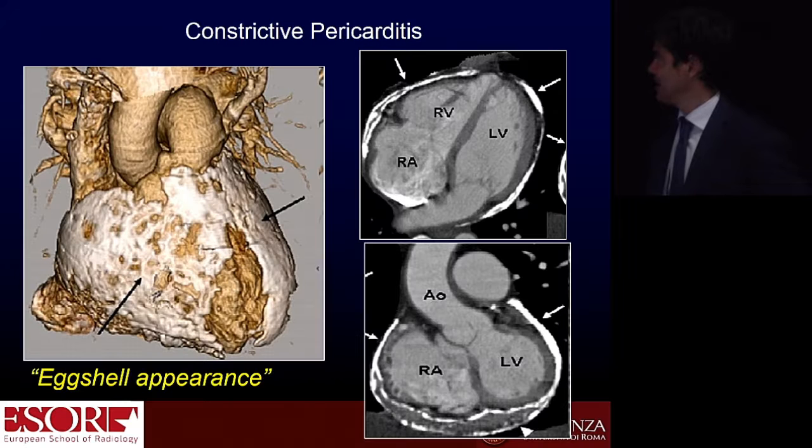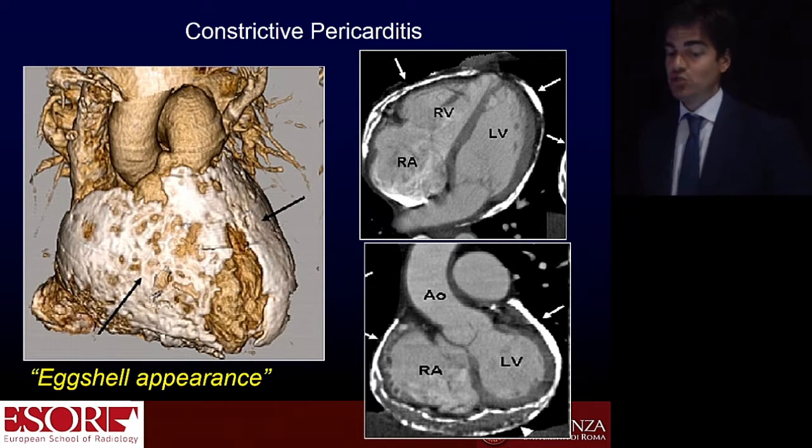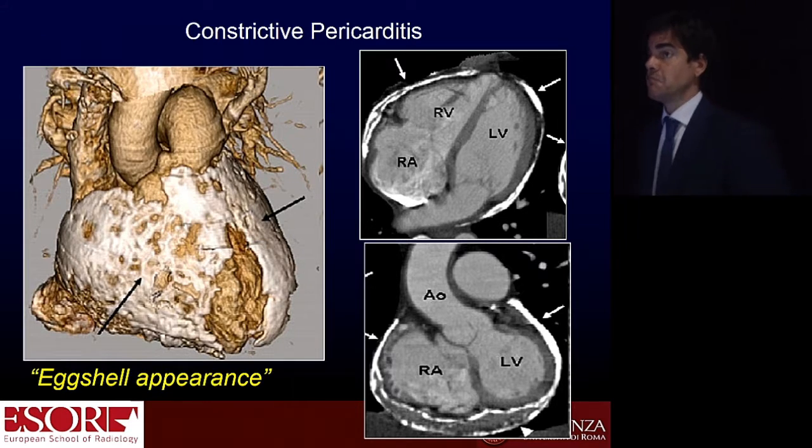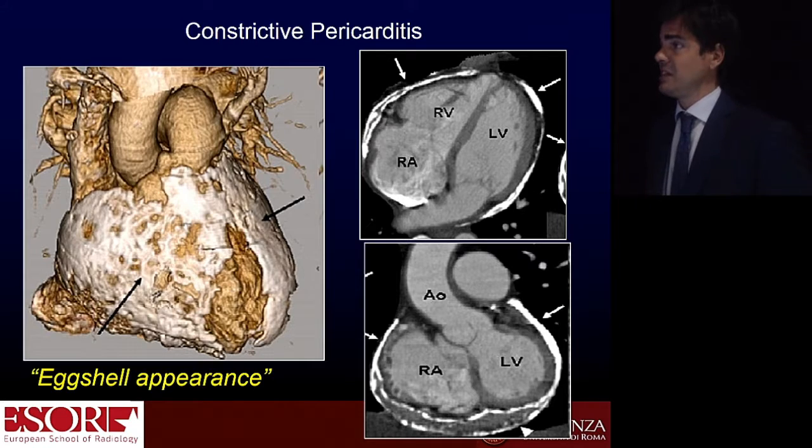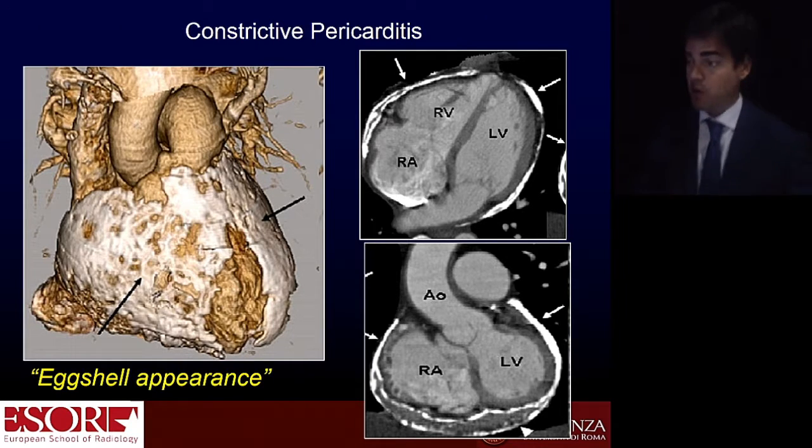This is a typical eggshell appearance, because we are multimodality doctors, multimodality specialists. I don't know how often you have seen a case like this. It happens sometimes in clinical practice. It's an eggshell pericarditis. From CT you perfectly see calcifications that you are not able to see with MR.